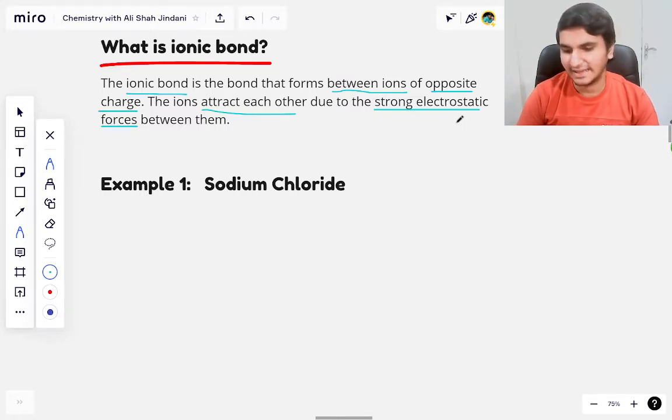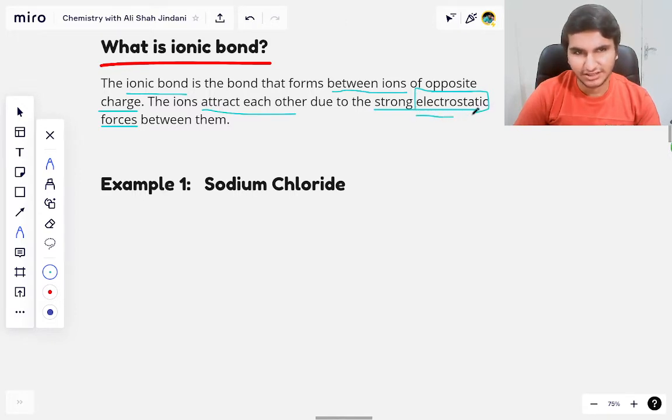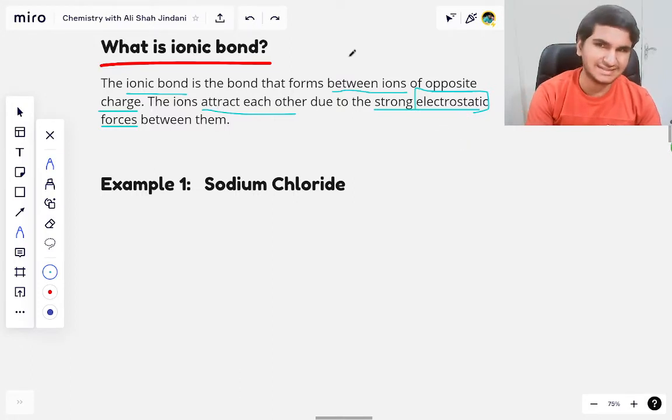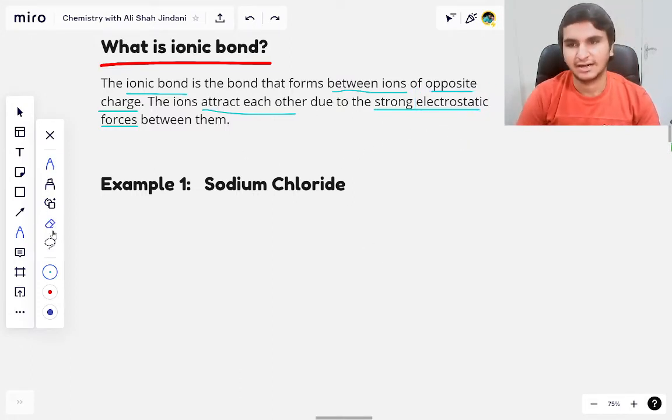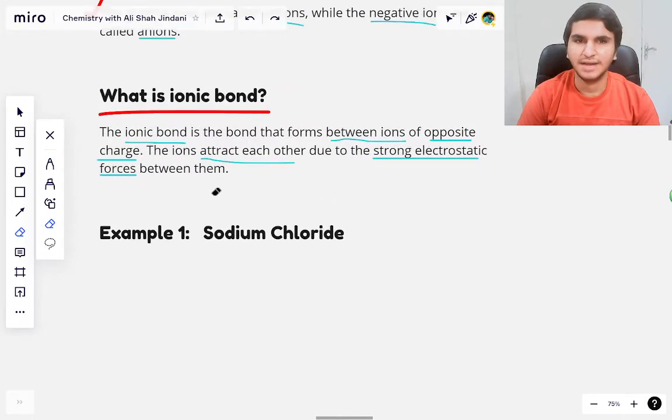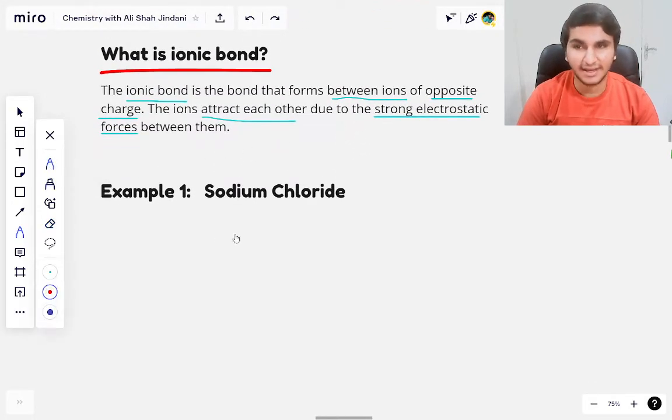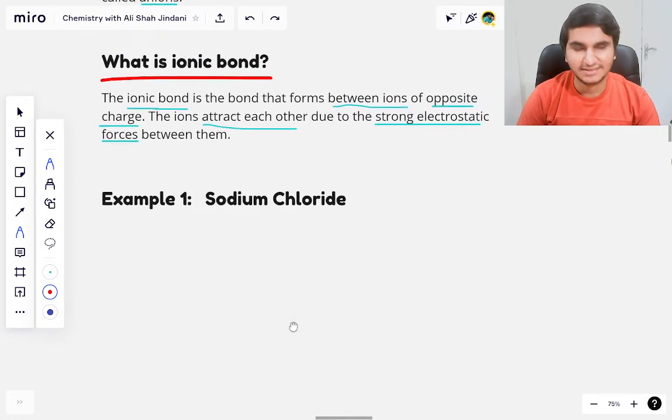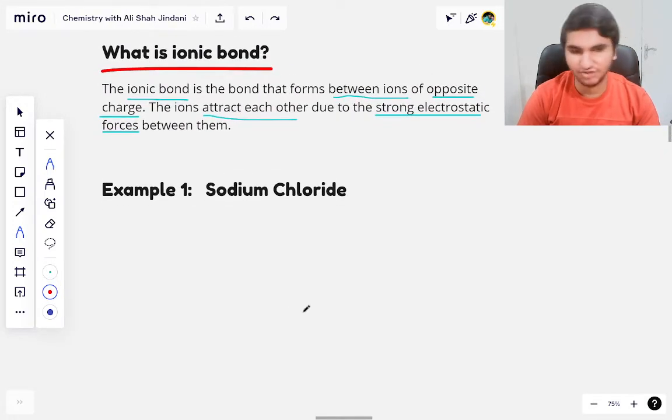So the electrostatic forces, if you don't know, they are the charges, okay? The electrostatic forces are basically, electro means charging, and static means they are stationary, right? They are not moving. So these are the electrostatic forces that are between them. Now this is called the ionic bond. So we are going to discuss the examples, and hopefully that should make ionic bonding very clear for you.